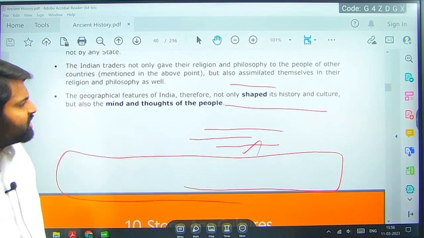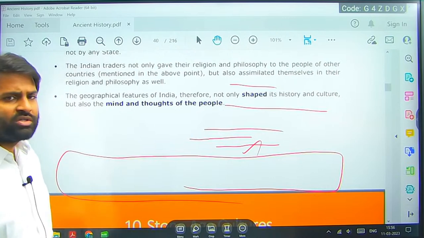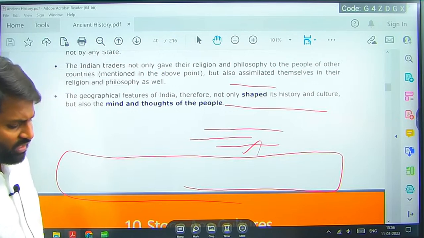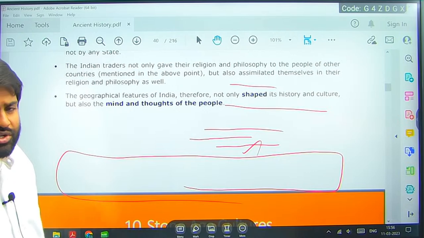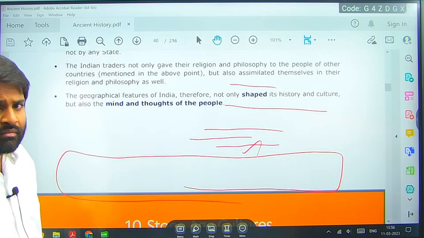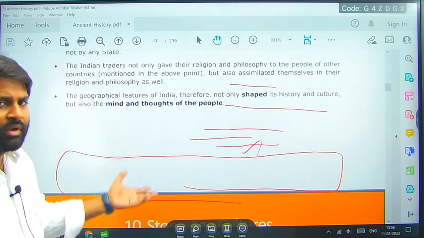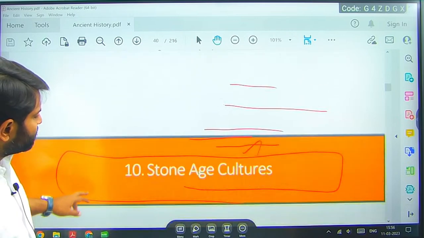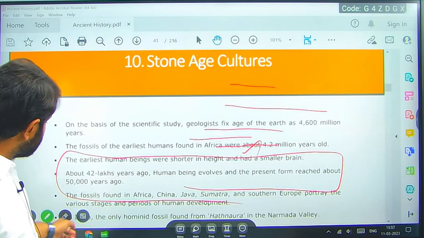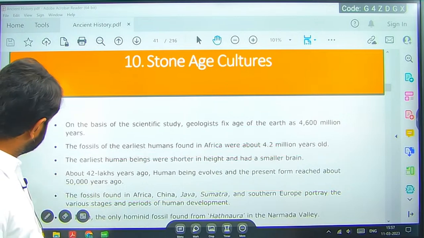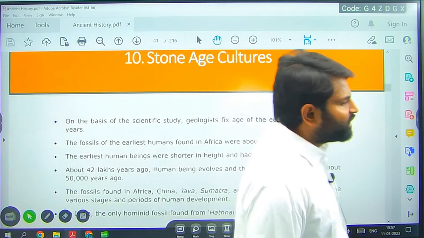So the geographical features of India not only shaped its history and culture, but also the mind and thoughts of the people. You can see that the geography, the land below, the sky above, the boundaries, the waters you are drinking, the climatic regions, the weather you had, these are the reasons for the shape of human lives in this particular region. So we are done with the introduction of history. Ancient history introduction, how to read ancient history, we are done with that.